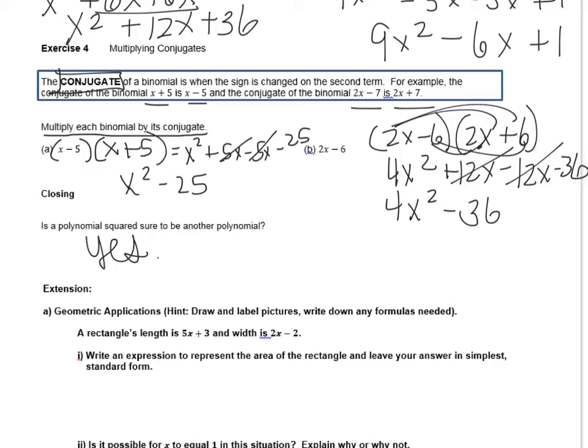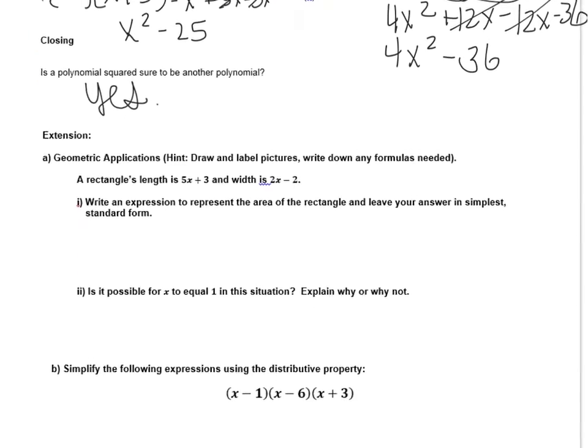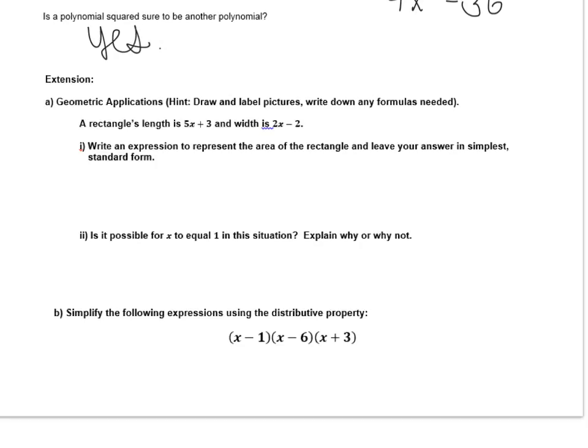Now throughout this unit, I've been kind of throwing some geometric examples at you, where we combine what we're learning with some concepts in geometry. The hint I'll give you when you're given problems like this is to draw and label pictures. Also, you want to write down any formulas you're going to need.